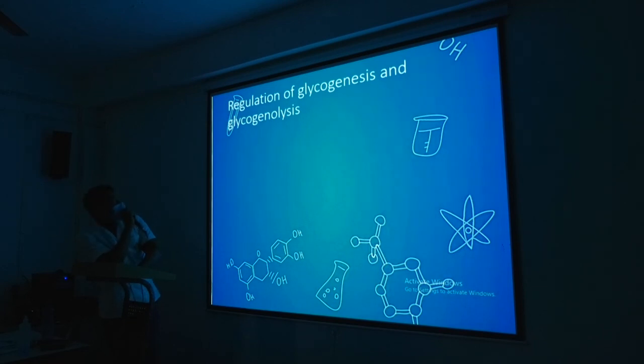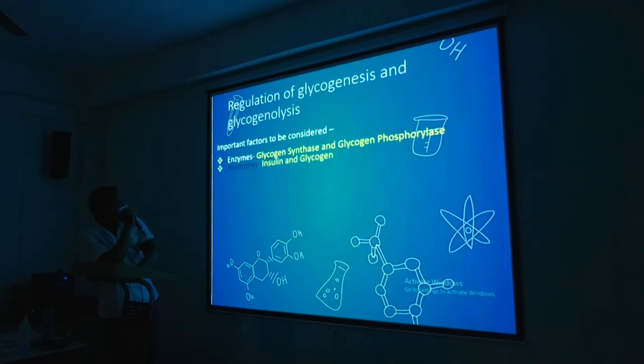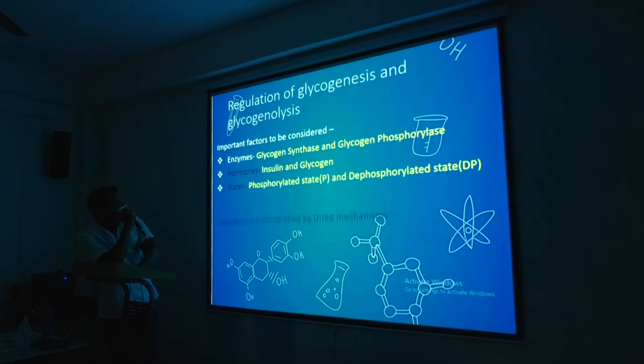Now we'll discuss regulation of glycogenesis and glycogenolysis. Here the important factors to be considered are the enzymes glycogen synthase and glycogen phosphorylase, the hormones insulin and glucagon, and the state; there are two states, phosphorylated state and dephosphorylated state. Regulation is accomplished by three main mechanisms: allosteric regulation, hormonal regulation and influence of calcium.